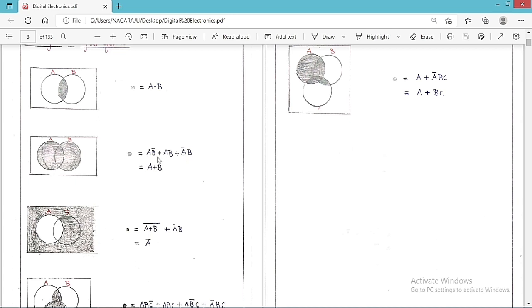So if you do the addition of all these things, finally we are going to get A or B. We can write it either in this fashion or in this fashion, which is the same, A or B. Therefore, A dot B bar plus A into B plus A bar dot B is equal to A plus B. So everything is going to become A plus B, A or B, which is 1.